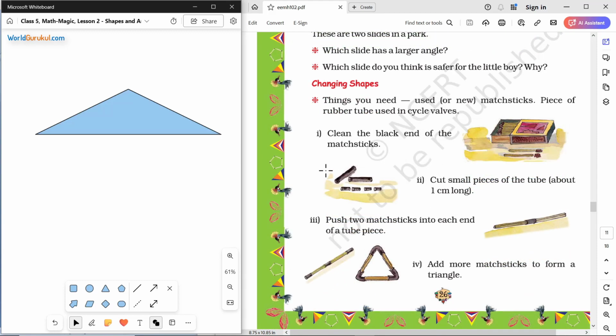Here is an activity changing the shapes you can do. So take some rubber tube. You may find some rubber tube or some straw in your home and take some matchsticks with heads removed. Cut the tube into small pieces. Insert two sticks in a tube end to end. So that is going to make a single stick like this, but that's flexible.